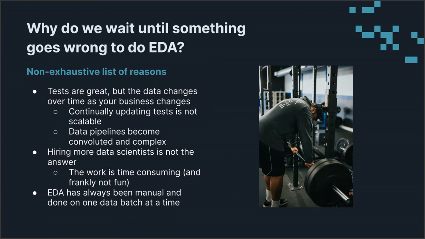And EDA is done when a problem arises. So why is that? Why do we not do it all the time? I'm giving you a non-exhaustive list of reasons here. Usually tests are put in place. Engineers love tests. And the problem with tests, at least the way that we're doing tests today as a community, is that data changes over time as your business changes. So everything is very dynamic, and that means you have to update your tests continuously. And this process is not scalable as the data pipeline becomes more convoluted, more complex and longer throughout time.